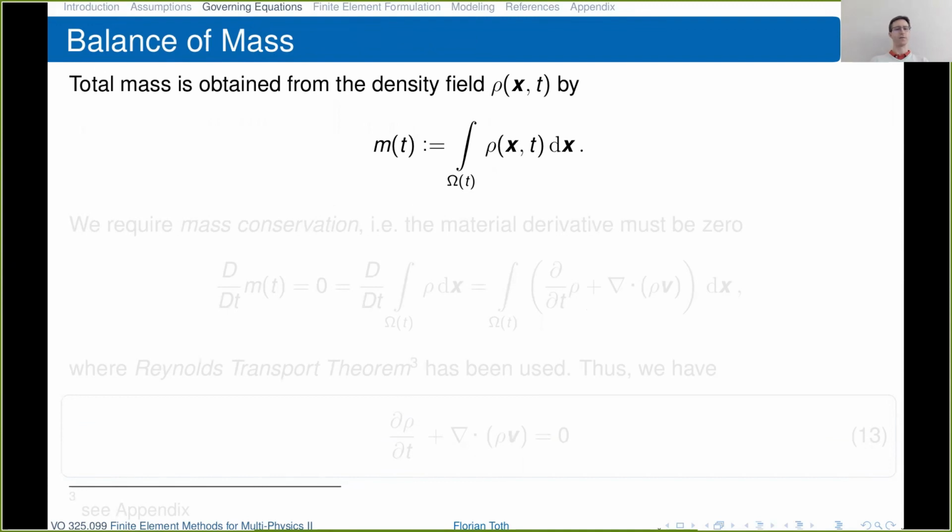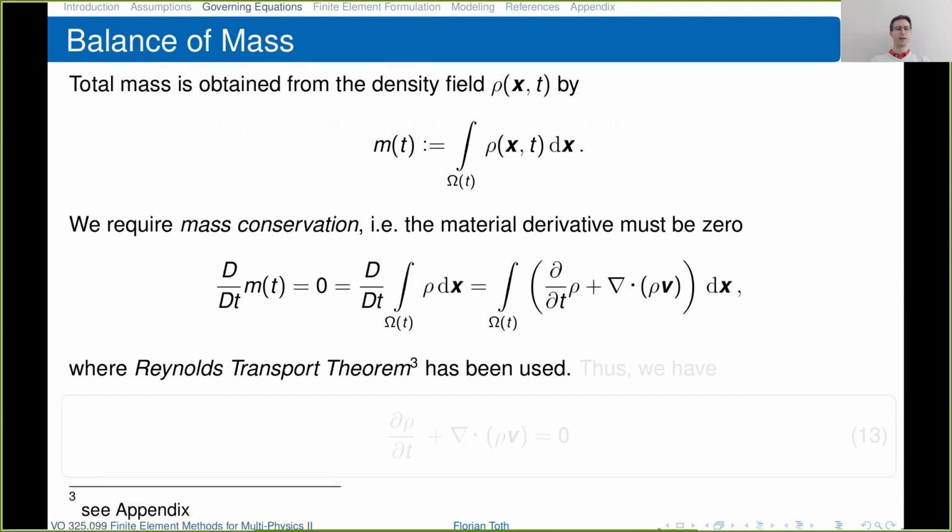First off, we have the balance of mass, and we can obtain the total mass by integrating the density over the volume. Then, in order to conserve the total mass, the substantial or material derivative of the total mass must be 0. And we can write this in the following form by using the Reynolds transport theorem. We can write this as the partial derivative with respect to time of rho, and the convective part, the divergence of rho times the velocity field v.